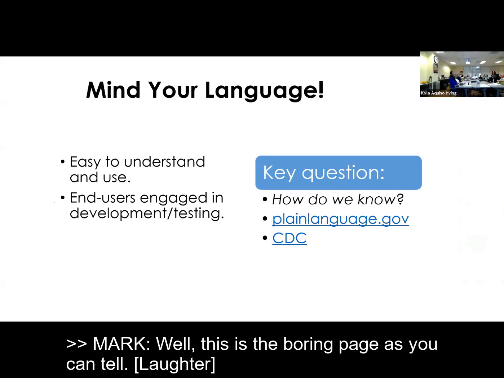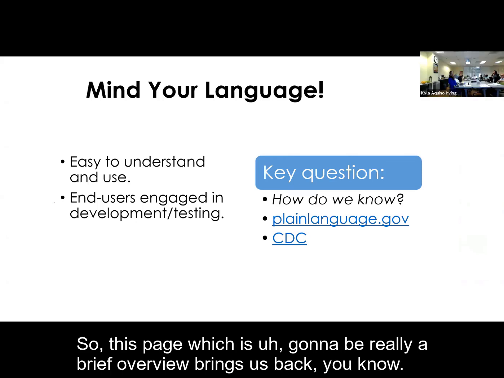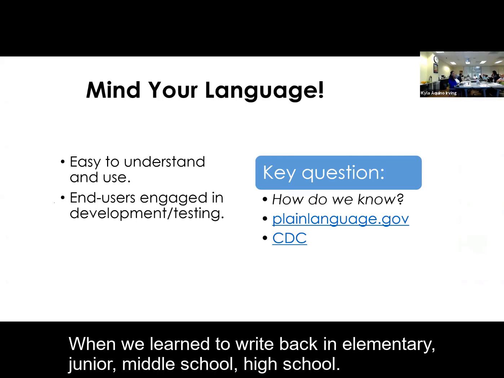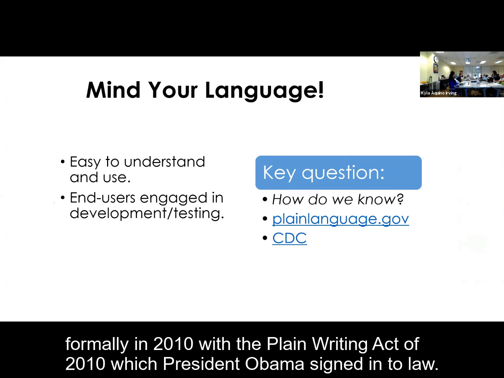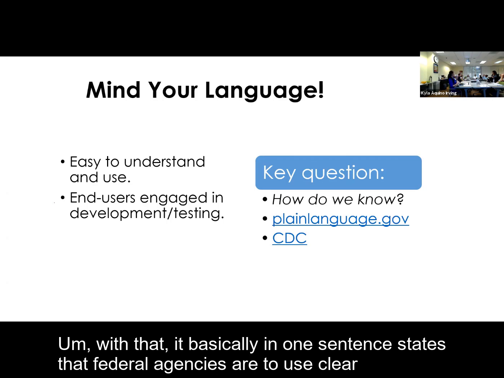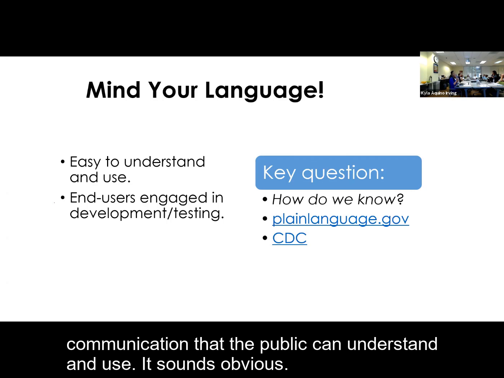Oh, all right. Well, this is the boring page, as you can tell. So this page, which is going to be really a brief overview, brings us back to when we learned to write back in elementary, junior, middle school, high school. So when it comes to federal agencies, it all began formally in 2010 with the Plain Writing Act of 2010, which President Obama signed into law. With that, it basically in one sentence states that federal agencies are to use clear communication that the public can understand and use. It sounds obvious.